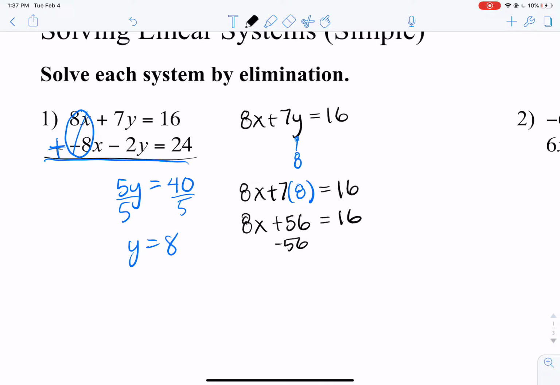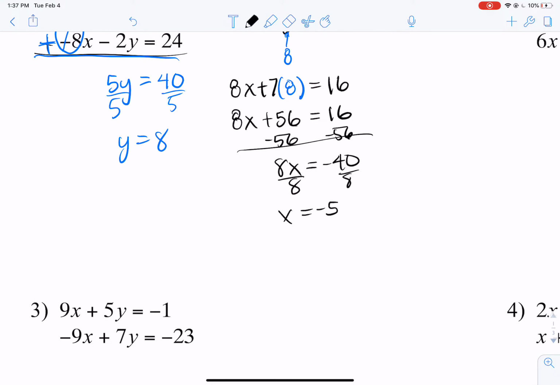So 8x plus 56 is equal to 16. You subtract 56 from both sides, and 8x is going to equal negative 40. You divide by 8, and x is equal to negative 5. So your solution, let me do it in red. Our solution, I'm going to write in red: negative 5 and then 8. That's the point.